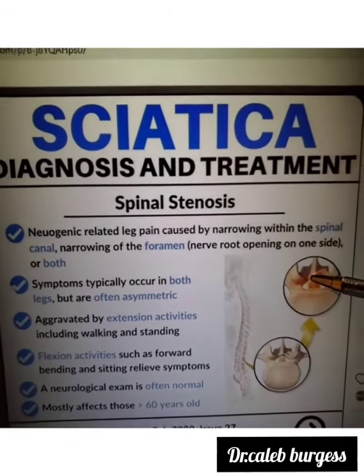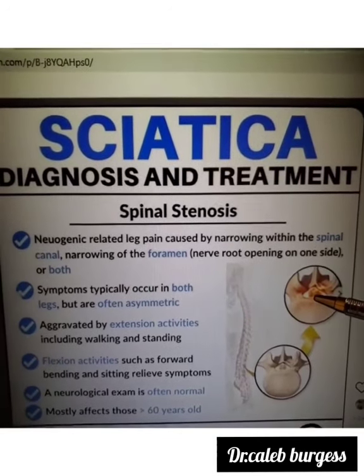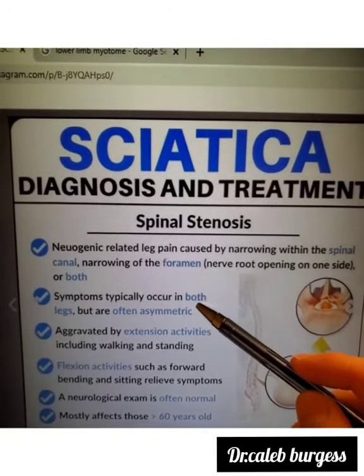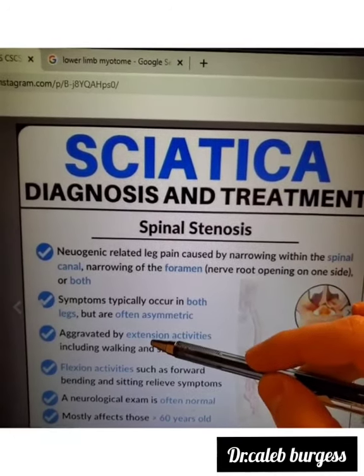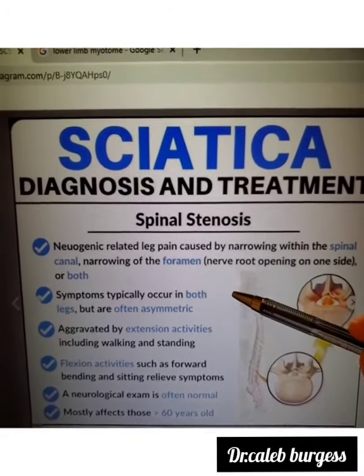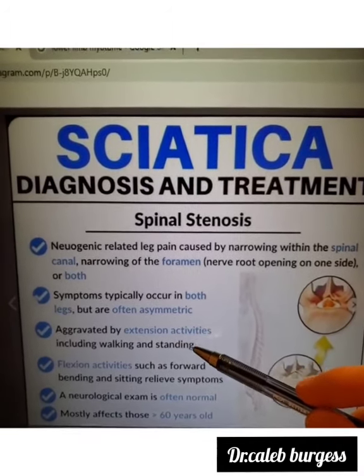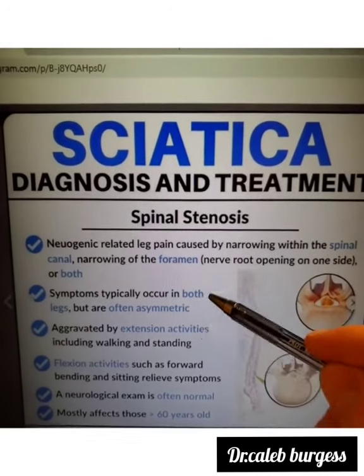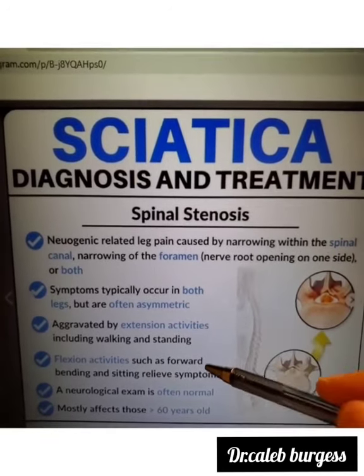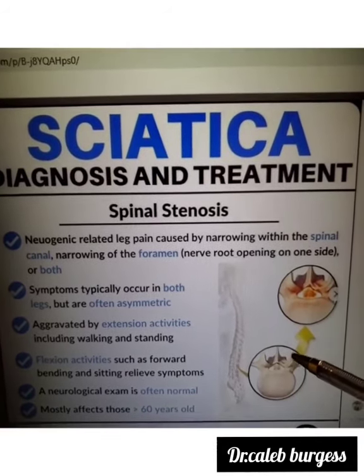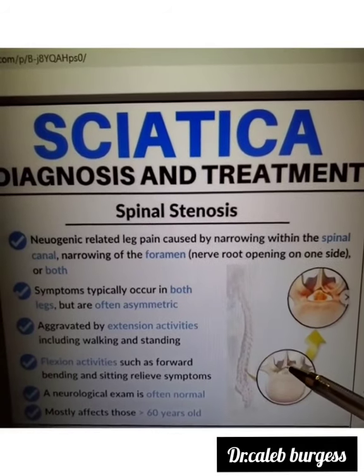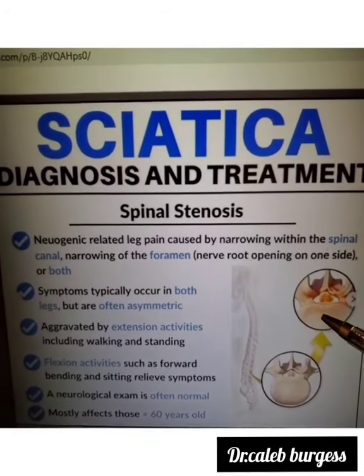This is more central, meaning it's affecting the canal itself. Usually you'll have symptoms on both sides of the legs, but it'll be asymmetric, meaning there's more on one side of the leg versus the other. It's also more aggravated by extension activity. So if people walk and stand, their spine is more in extension versus flexion, like sitting and bending forward usually help to relieve because it creates more space within not only the foramen on the side, but also within the canal, the central canal.